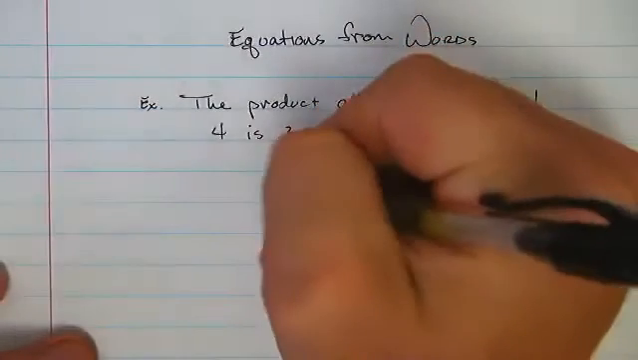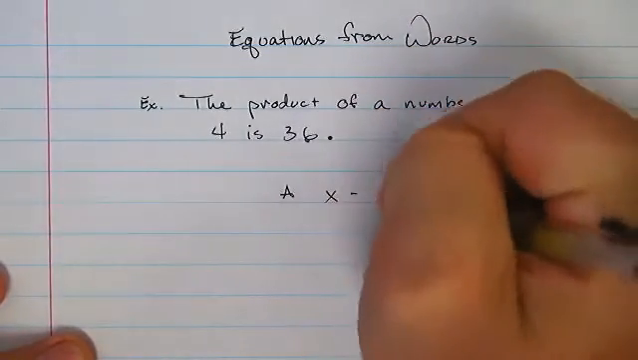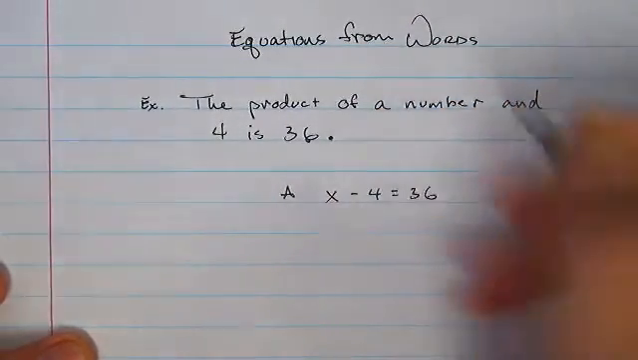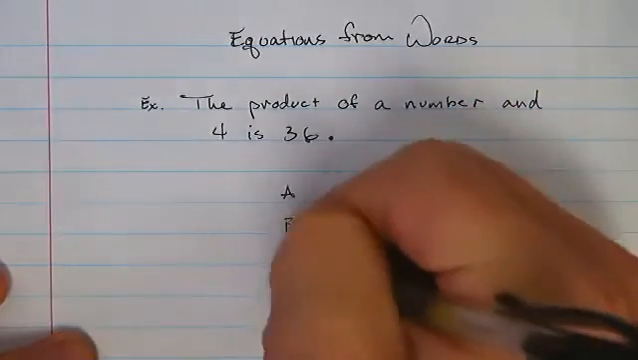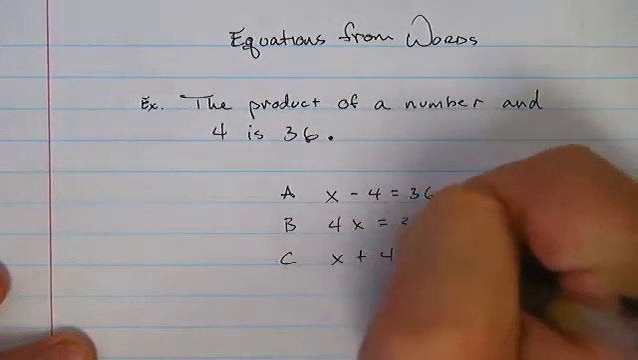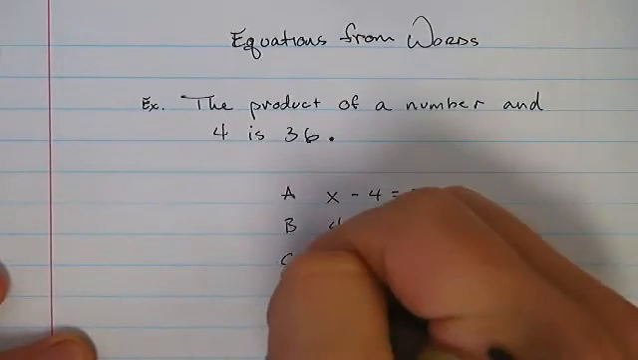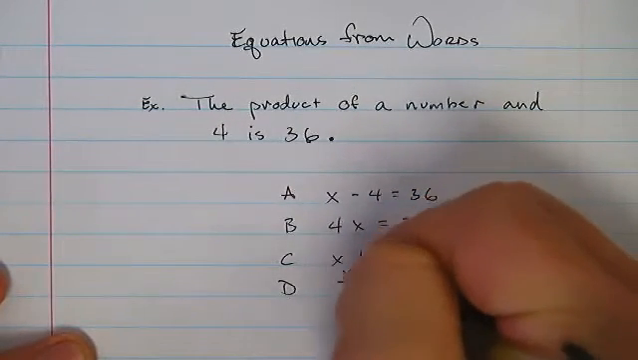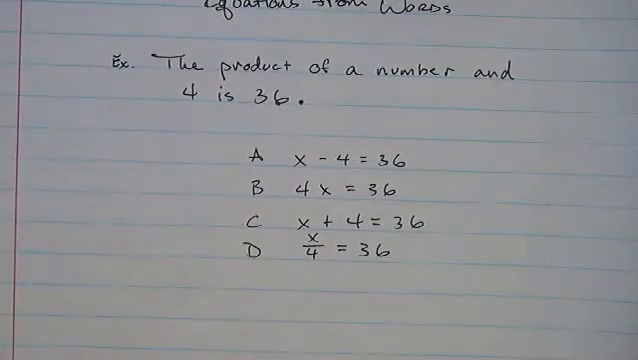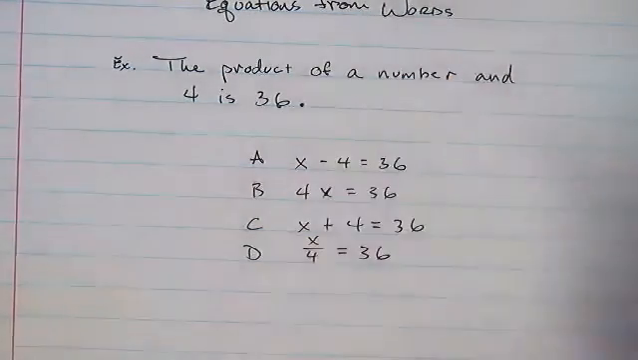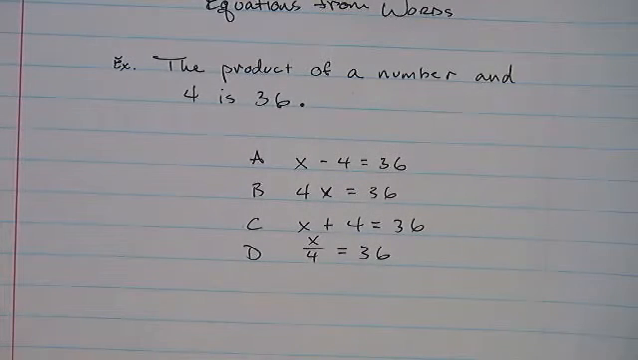So your answer choices are going to look something like this, right? x minus 4 equals 36. We're going to have 4x equals 36. We'll have x plus 4 equals 36. And then the last one, x divided by 4 is 36. So they all have 4 and they all have 36 and they all have some unknown number. So unless you know what a product is, then you can't do this problem. They all look like they might work with what information is given other than that.